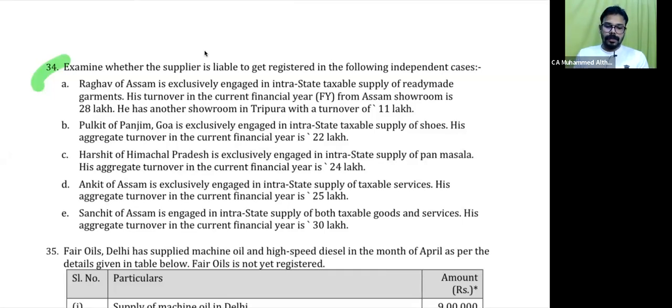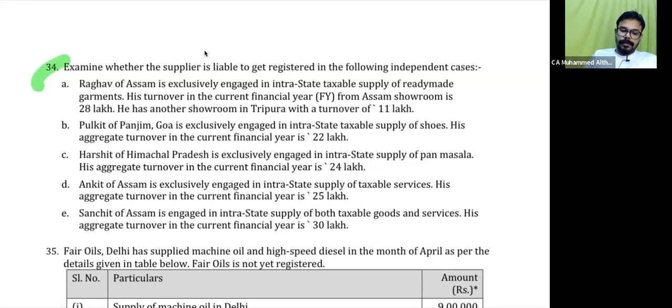Next one, third one. Pan masala. In Himachal Pradesh, normally the limit of goods is 40 lakh. But when it comes to pan masala, what would be the limit? 20 lakhs. So they are liable. Third one, liable. Fourth one. Service limit is 20 lakh. So they have to take registration because it is 25 lakhs.